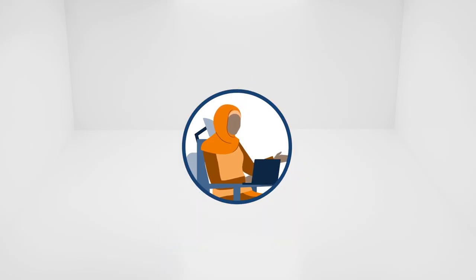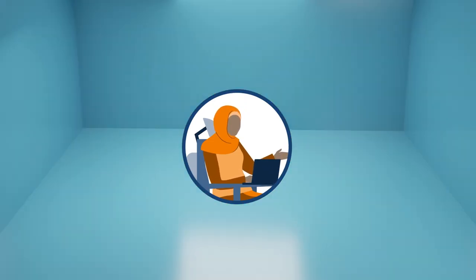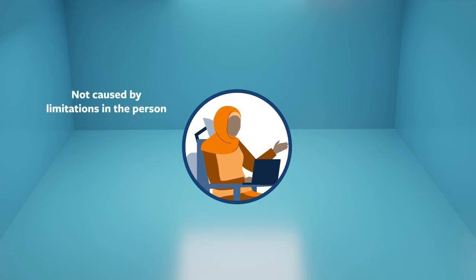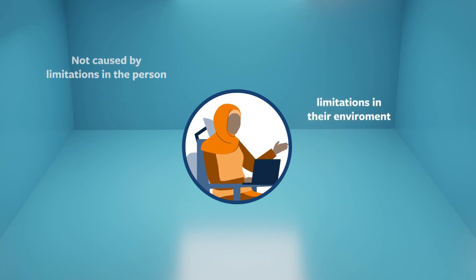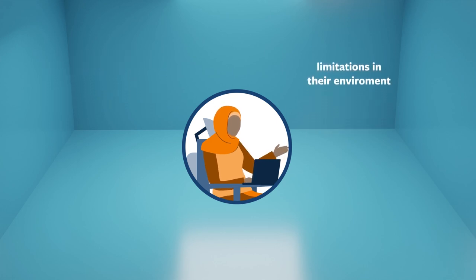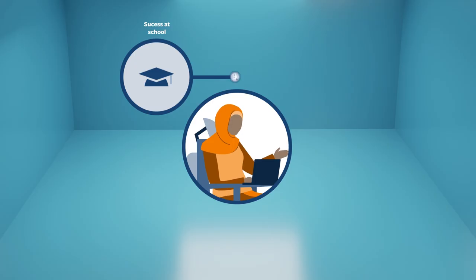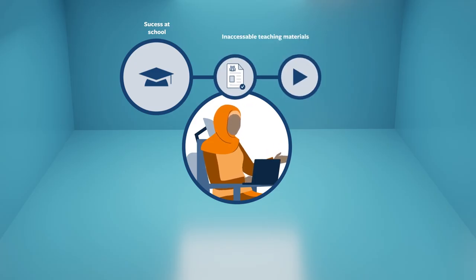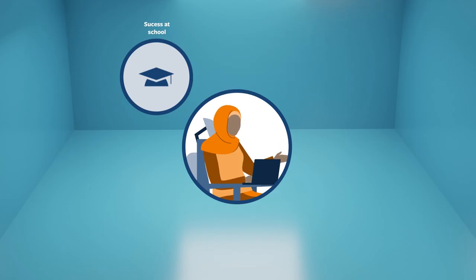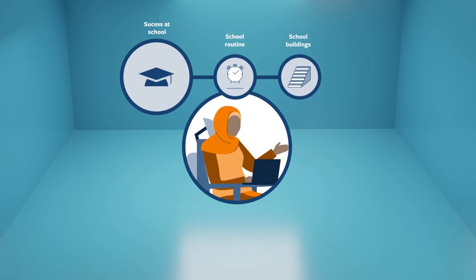The social model of disability challenges this view and turns it around. From a social model perspective, the problem of disability is not caused by limitations in the person, but by limitations in their environment. For example, a failure to succeed at school might be due to the use of teaching materials that are not easily accessible to people with sensory or cognitive impairments. It might be due to a school routine that is not easy to manage for people with autism, or to school buildings that are not easily accessible to people with mobility impairments.